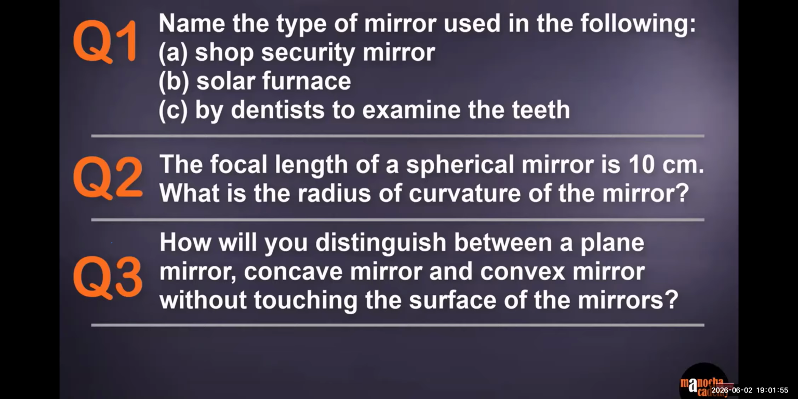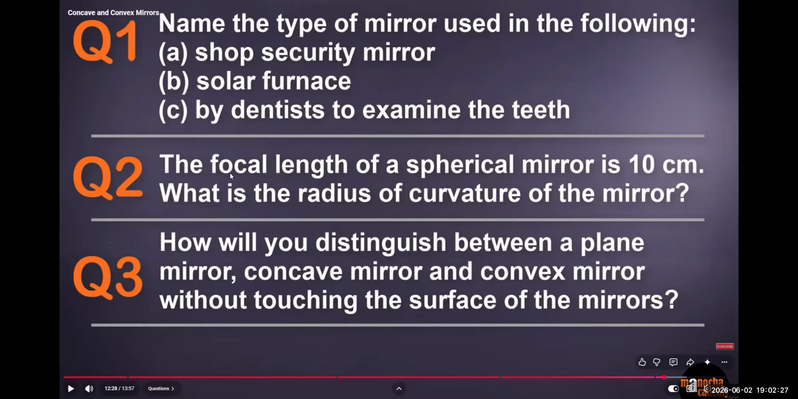Can you remember that when you get closer to the mirror, the image becomes enlarged and upright? The dentist has to see your teeth in an enlarged way. Otherwise, he will pull out another tooth. So what type of mirror is it? It's concave. Dentists use the concave mirror.